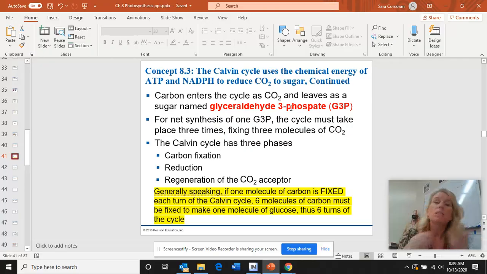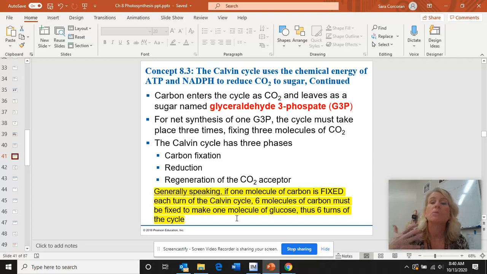You need 6 carbon dioxides to make 1 glucose. There's a lot of other stuff in there. Don't worry about it, okay? Just know that you need 6 carbon dioxides to eventually make 1 glucose. All right, so generally speaking, and that's what we put here, you need 6 molecules of carbon dioxide in order to make 1 glucose. So basically, the cycle has to turn 6 times.